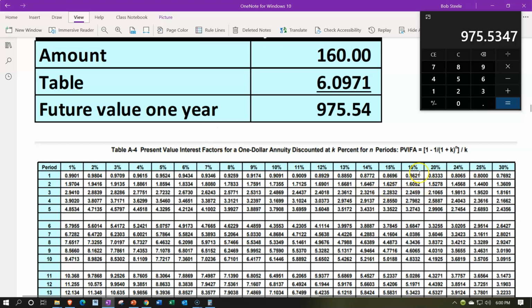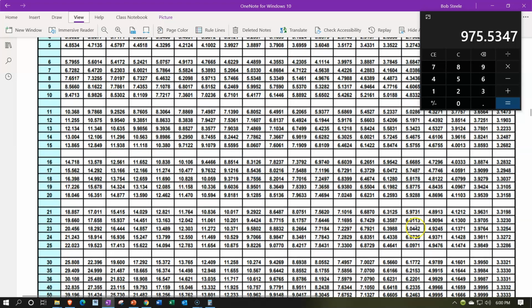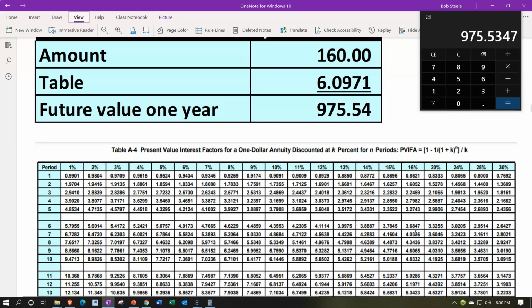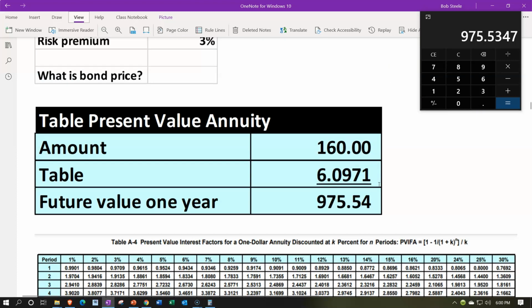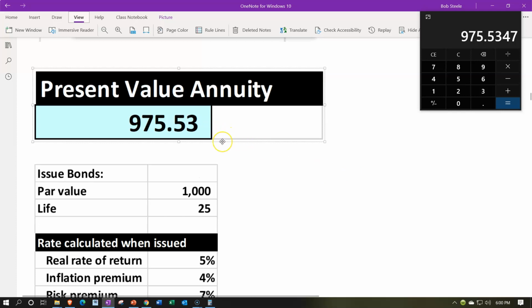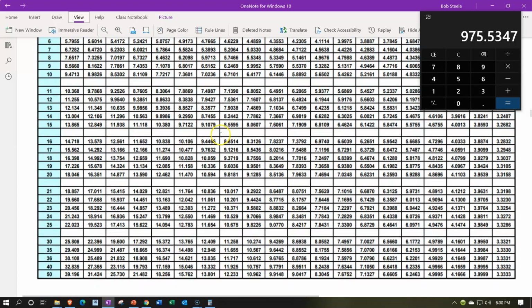this being the annuity table. 16%, we're looking for 25 periods. 25, 6.0971. So 160 times 6.0971 gives us the 975.54 again. That's slightly different than the 975.53 due to the table's rounding.